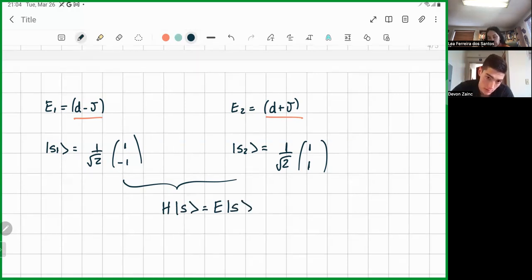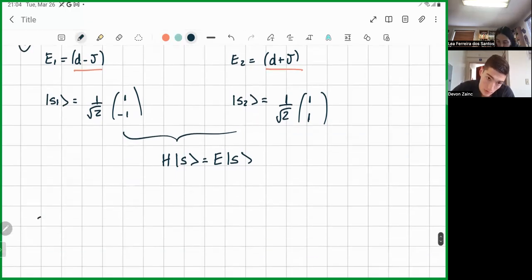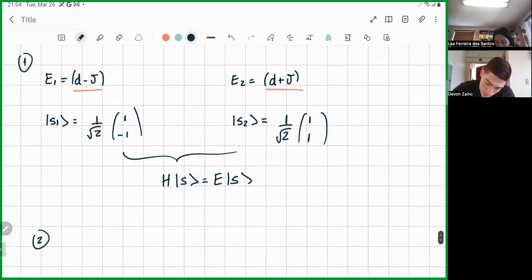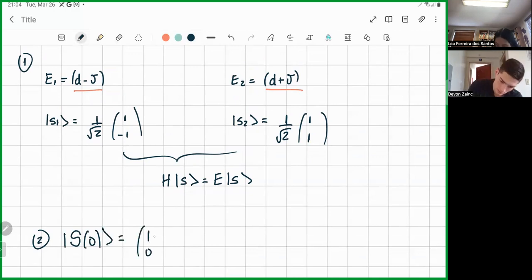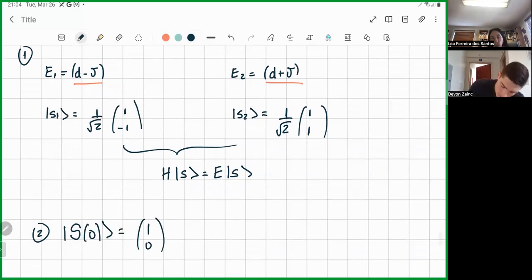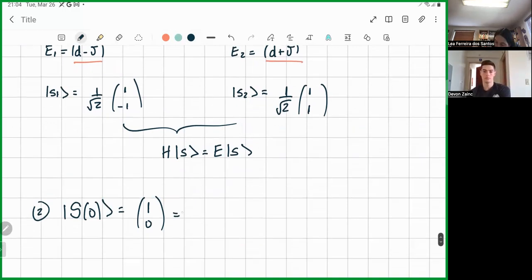What comes next? So this is step 1. Step 2 is okay. The initial state is this. So let me put a capital S to distinguish. So our initial state is this one. What do we have to do? We have to find a way to write this state in terms of those eigenstates that we obtained, as we used to do.